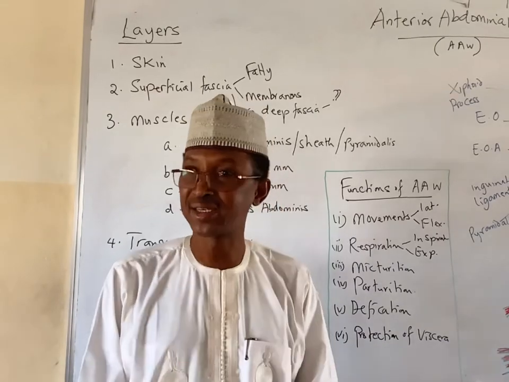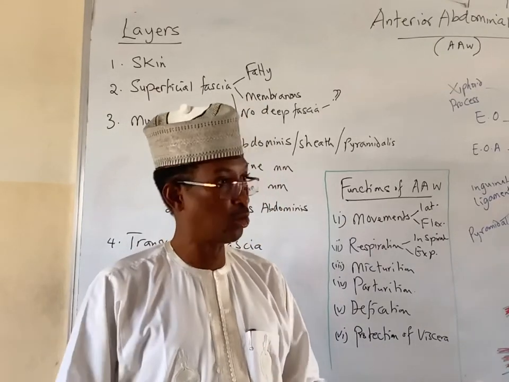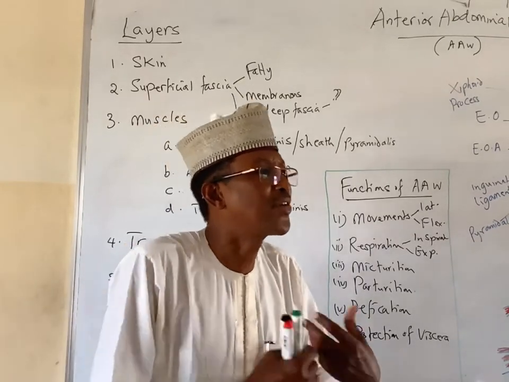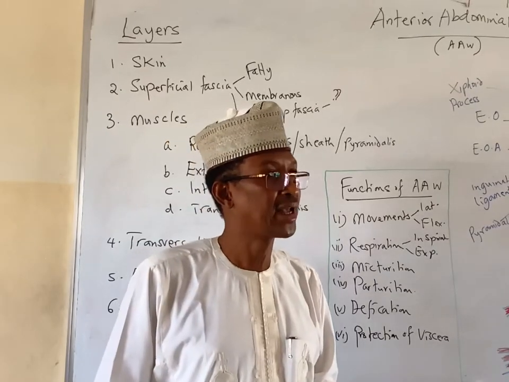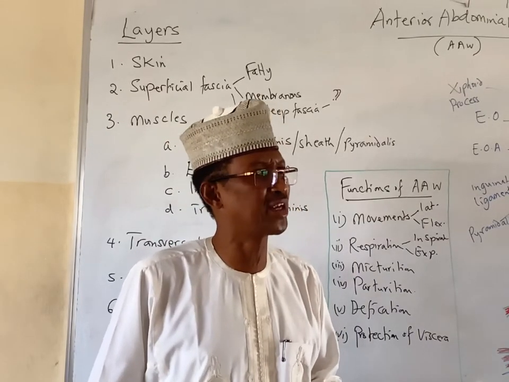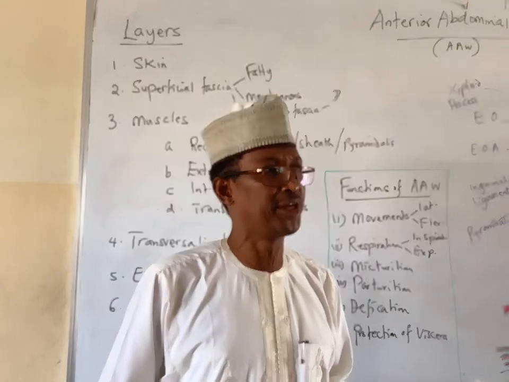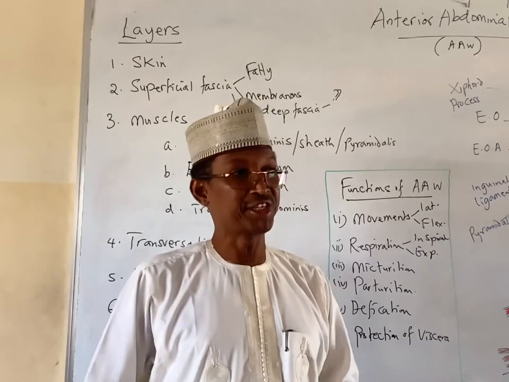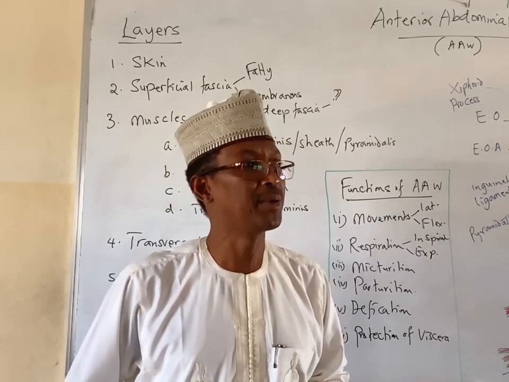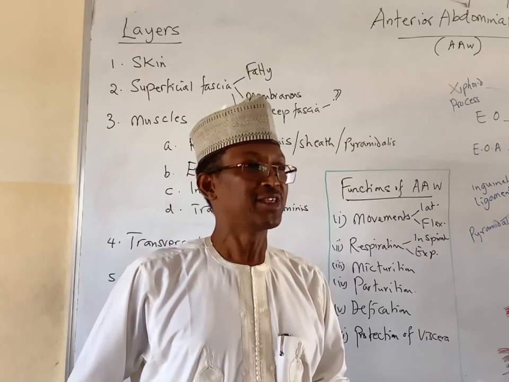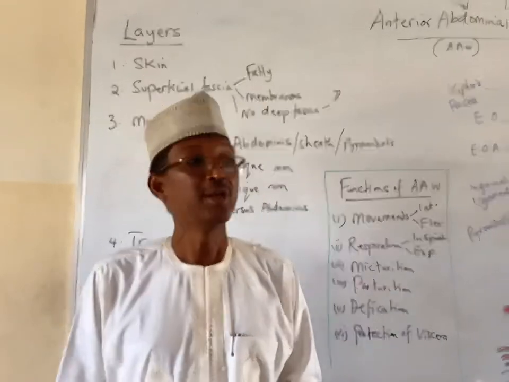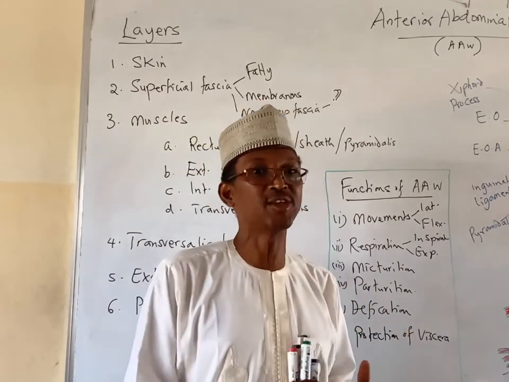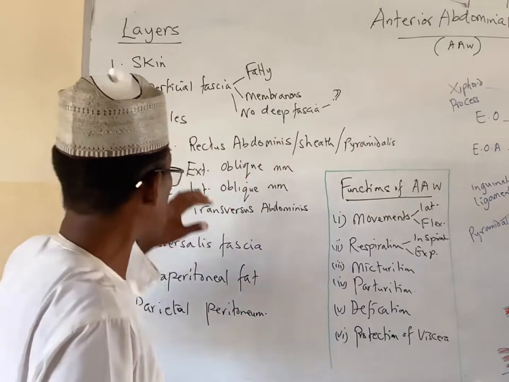So also when you eat and get satisfied, your belly will protrude. If there is deep fascia there, it will not protrude, and you will feel uncomfortable. Also when you want to urinate, defecate and what have you, or take in a deep breath like this, you see my belly is protruding. If there is deep fascia, I will not be able to take a deep breath. I will have suffocation. You get my point? So you see, God is wonderful, very much wonderful. And that is why in that area we only have superficial fascia.